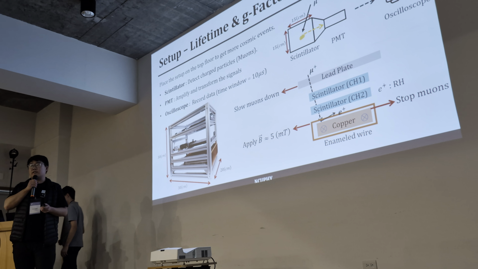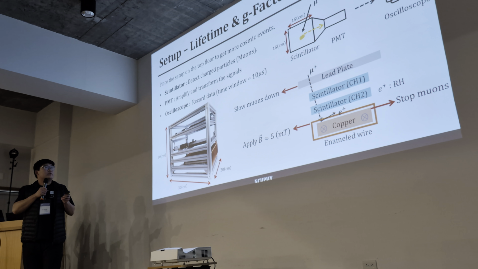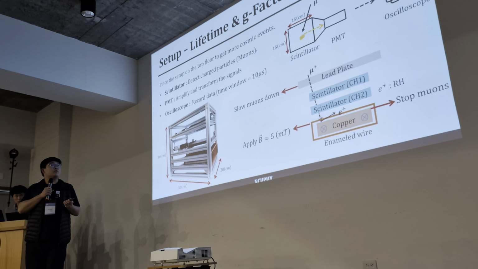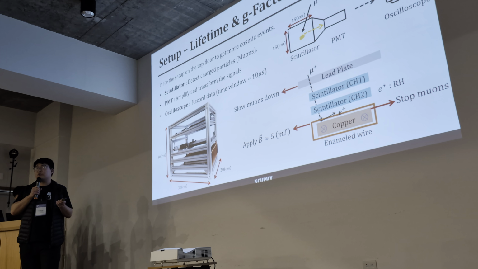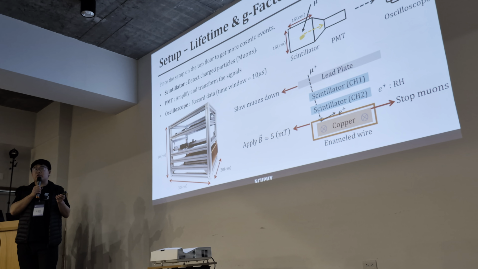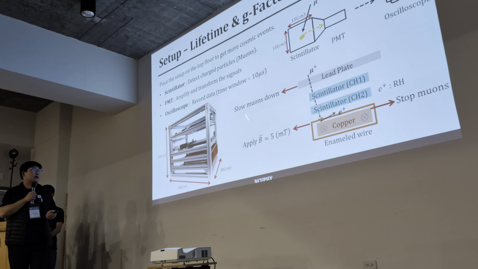We have designed the setup to measure muon lifetime and g factor. We use a 15 by 15 centimeter scintillator to detect the muon. When the muon hits it, it will generate blue light. The PMT will absorb the light, change it to an electrical signal, and amplify it. After that, we use the oscilloscope to collect the signal and record the data.